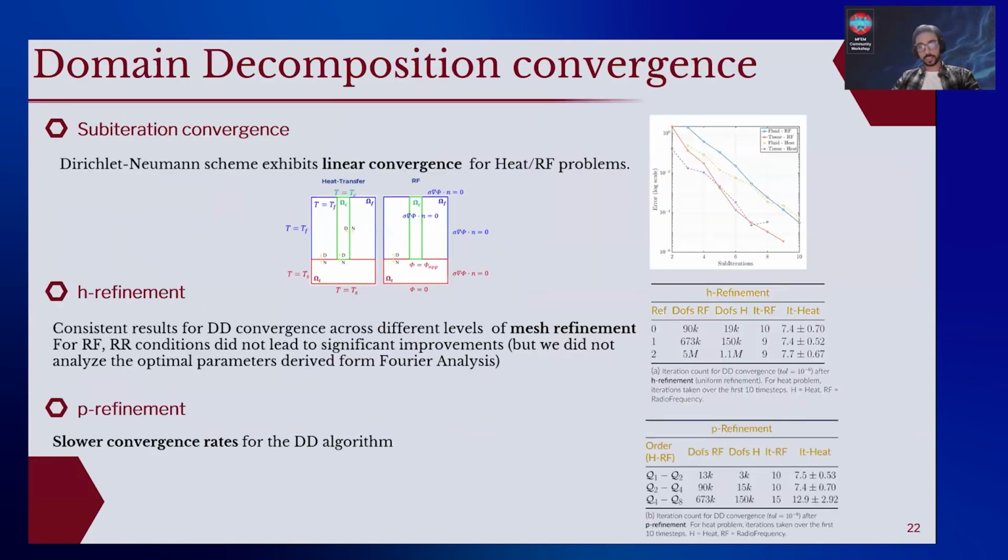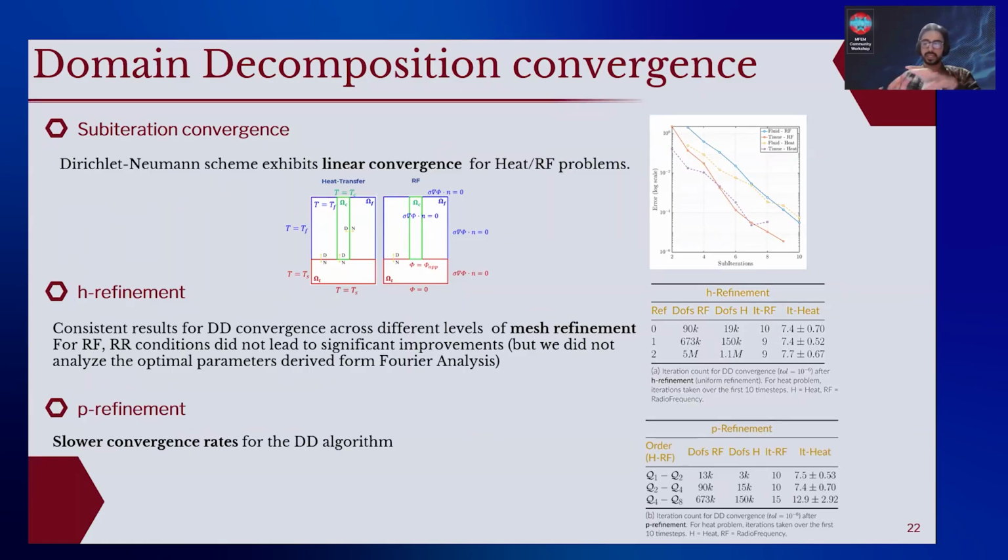For the domain decomposition, we first verified that the Dirichlet-Neumann within a single subiteration followed linear convergence of the error for both the heat transfer and radiofrequency. And then we performed an h refinement and p refinement study. For the h refinement, we assumed the polynomial orders described for the previous models, and we progressively refined the mesh, and we showed that essentially the scheme is mesh independent.